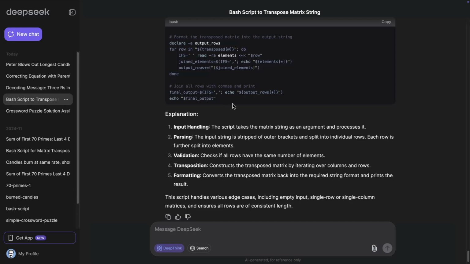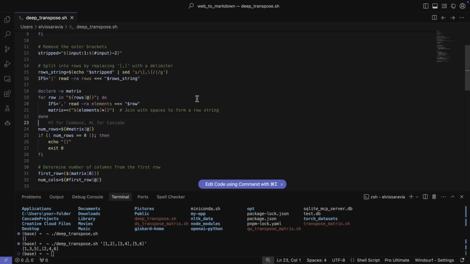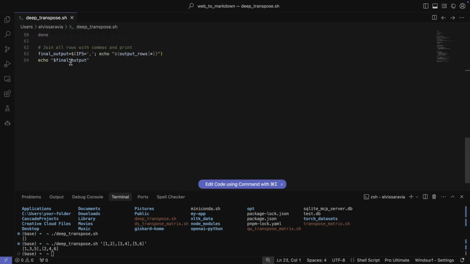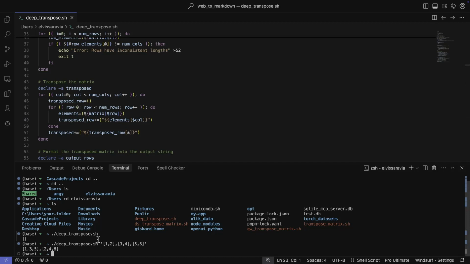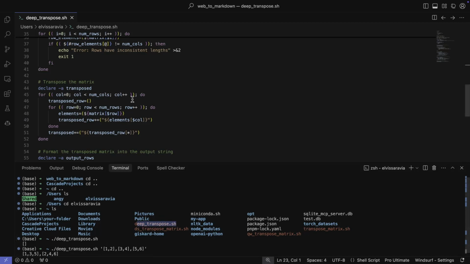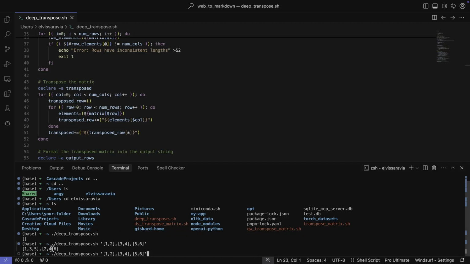So I tested it. Here is the actual script. You can see it here. I just copy pasted it right here, and then down here, I can actually run it. I actually ran it already. So it's this one right here, the deeptranspose.sh. That's the script where I pasted the code, and then I'm giving it this as an input. And you can see that here, I ran it already.